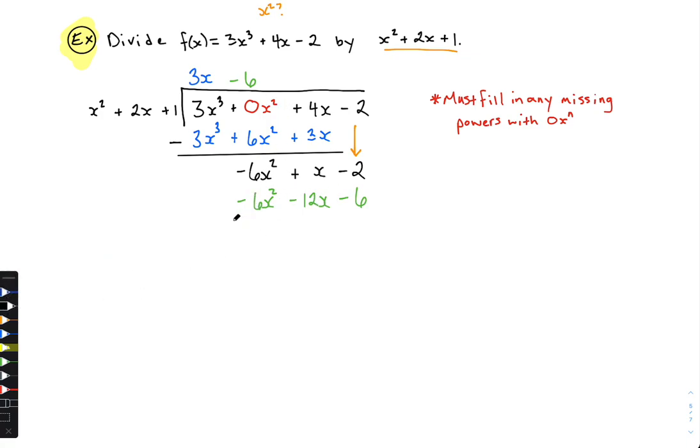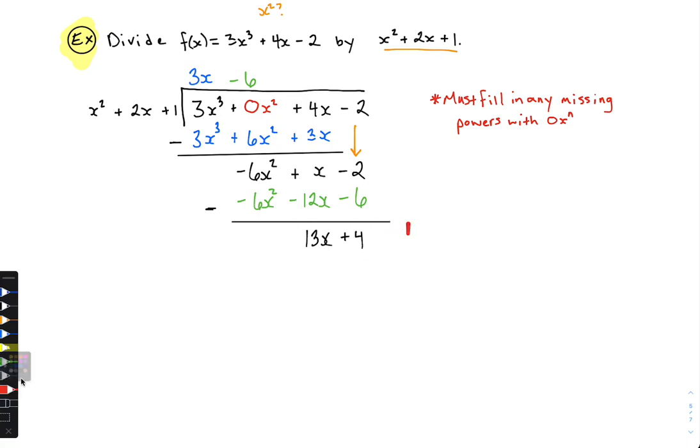And again, my question is, how much is left over? What happens when I subtract? These terms are going to cancel out, but x minus negative 12x gets me 13x, and negative 2 minus negative 6 gets me a positive 4. All right, now I would bring down the next number, but there is no next number over here. We've gone through our whole equation. And so I'm actually done doing the actual division process, and I just need to figure out what this leftover thing is about and how do I write my final answer.